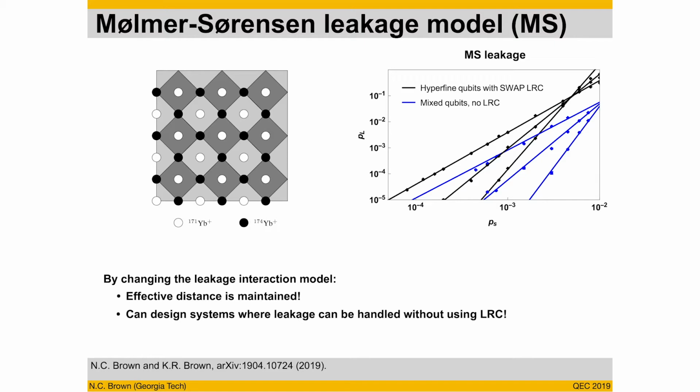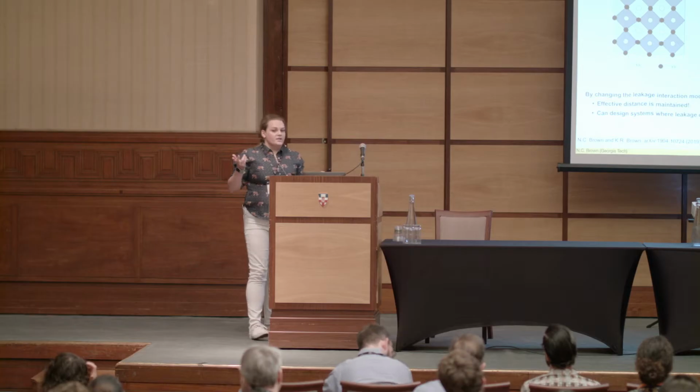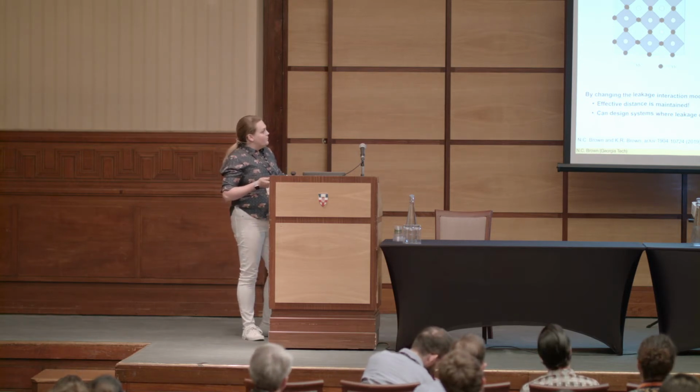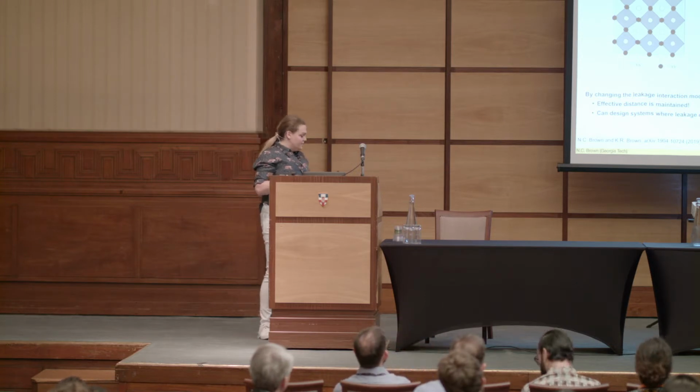This also can motivate us to consider designing systems that don't even need an LRC. So I modeled a system where we have ytterbium-171, which is a leaky qubit, be our ancilla, and ytterbium-174, which is a non-leaky qubit, be our data. And in this way, we don't need to use an LRC because our data cannot leak. And we see that there could be an improvement in the logical error rate when you mix qubits over just having the pure homogeneous system.